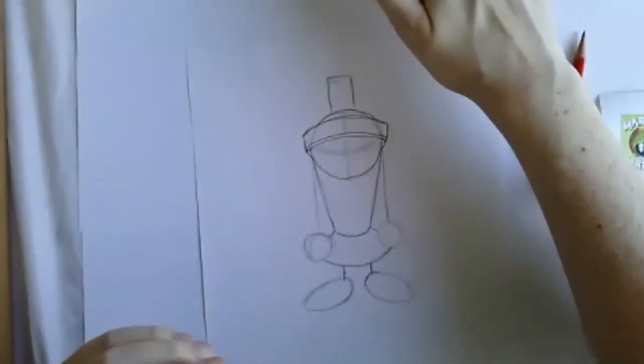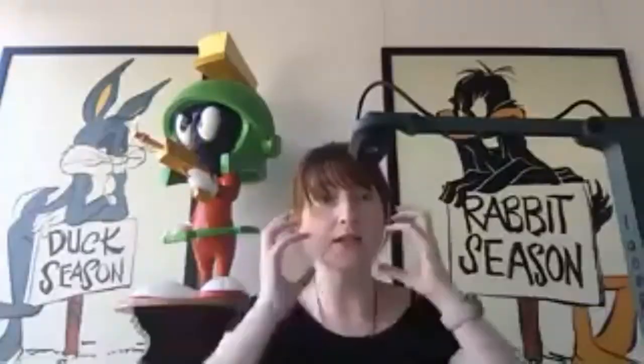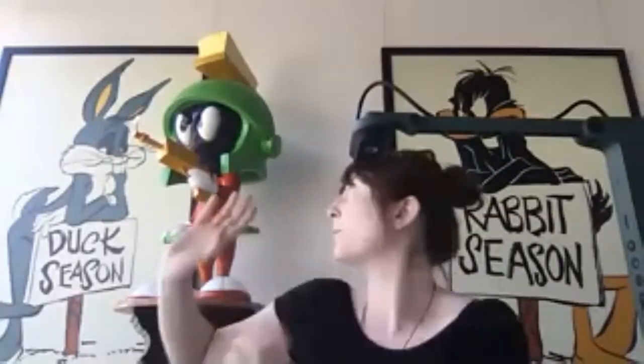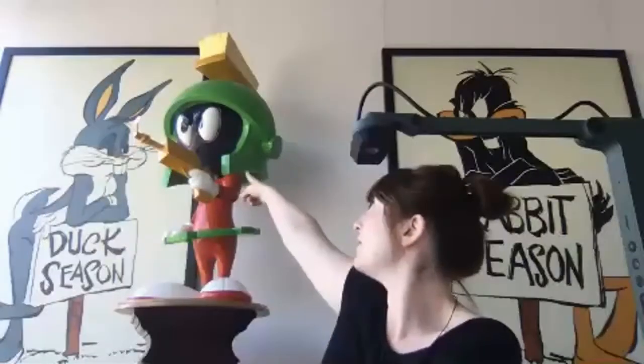We're doing the sides. Oops, I switched to the wrong one. Oh, there we are. We're doing the sides of his helmet. So these curved parts that come down, like right here on the side of his helmet. If you're following along, it's step number 9.